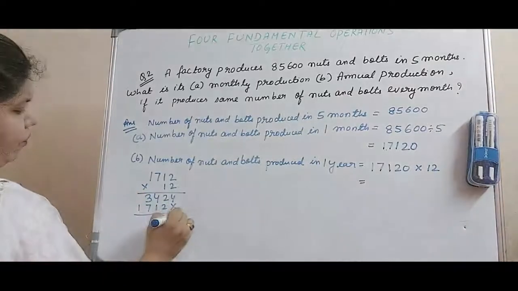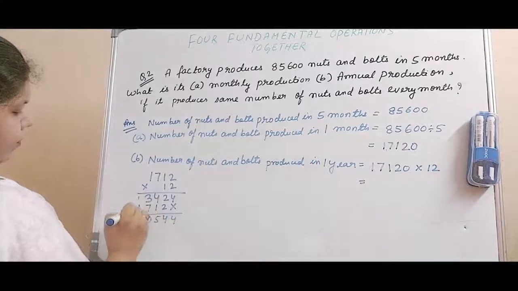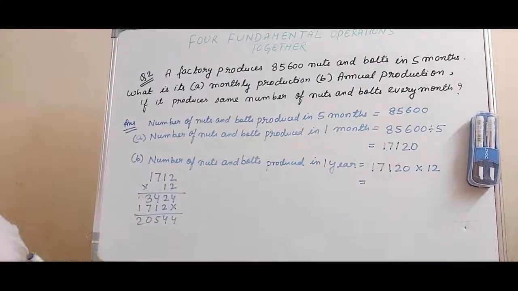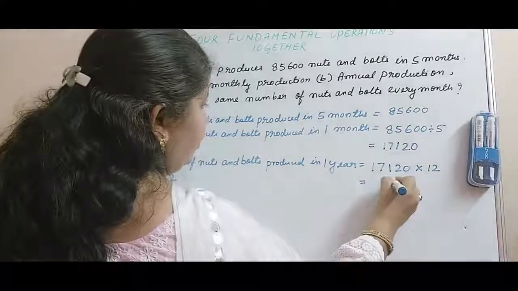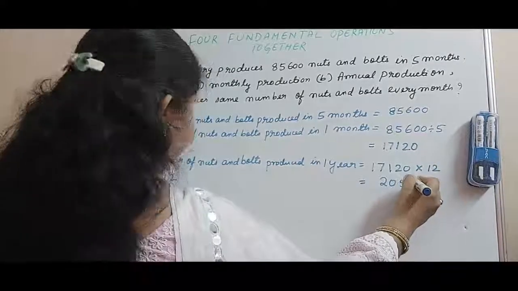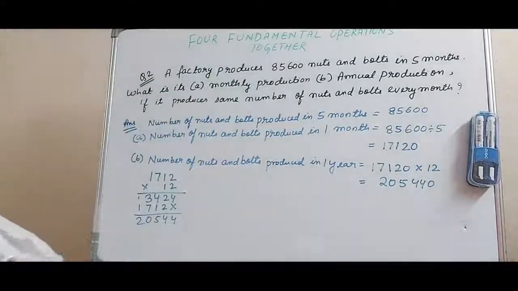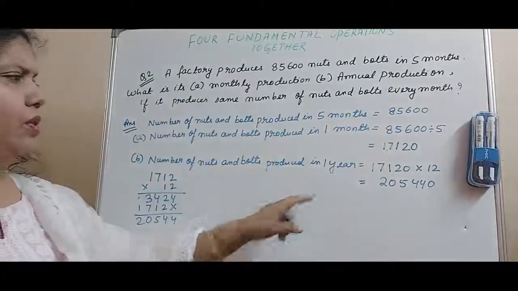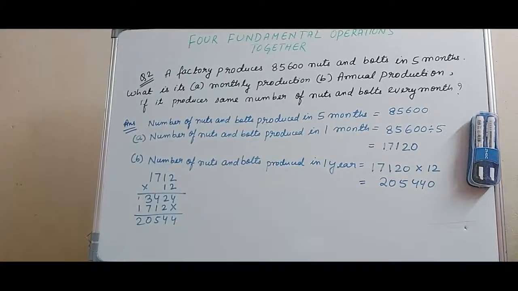Add it. 4, 4, 5, 10, carry 1, 2. So 2, 0, 5, 4, 4, but one more 0 also. Don't forget to put. So this is the number of nuts and bolts that is produced in 1 year. Okay, I hope everyone understood these answers.